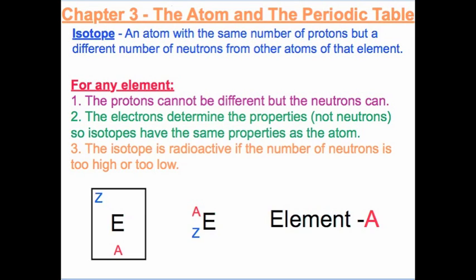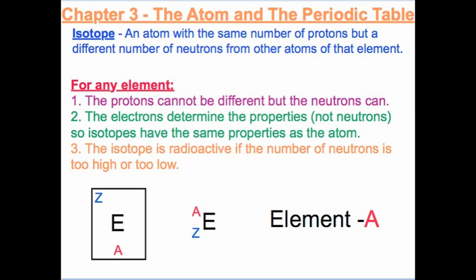An isotope is an atom with the same number of protons but a different number of neutrons from other atoms of that element. It just means that the atom has either gained or lost neutrons, which will change the atomic mass because atomic mass is protons plus neutrons. For any element, though, the number of protons will not change. If it is hydrogen, all hydrogens have one proton, regardless of whether it's an isotope or not. The protons are the identity of the element.